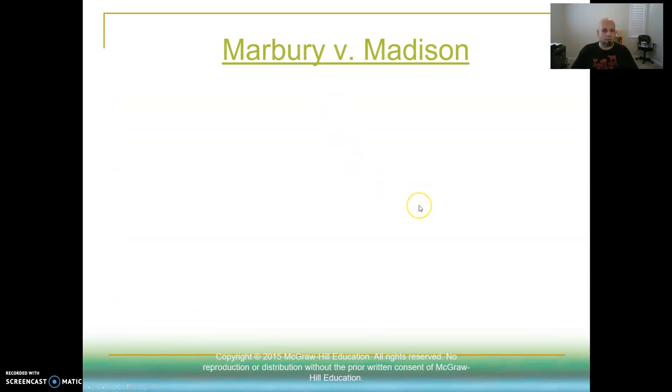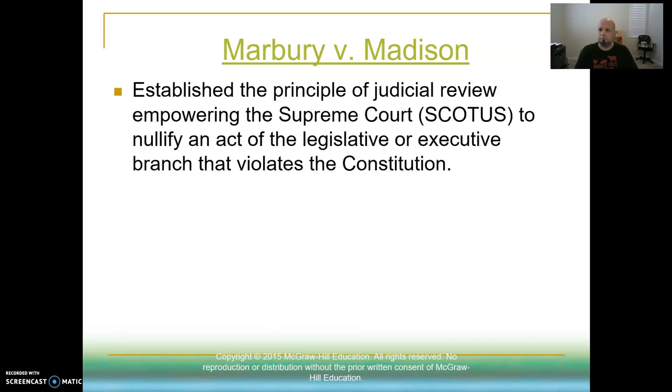One little note about the judicial branch, and let me just go ahead and click on it real quick, is Marbury versus Madison. It's a court case that happened not too long after the Constitution was ratified. But basically it established the principle of judicial review. And I forgot to highlight judicial review because that is one of your vocabulary words. Judicial review empowers the Supreme Court to nullify or void the acts of the legislative branch or the executive. So if Congress passes a law or a bill and the president signs it and the Supreme Court deems it unconstitutional, they can basically nullify it or just completely make it void and get rid of it.